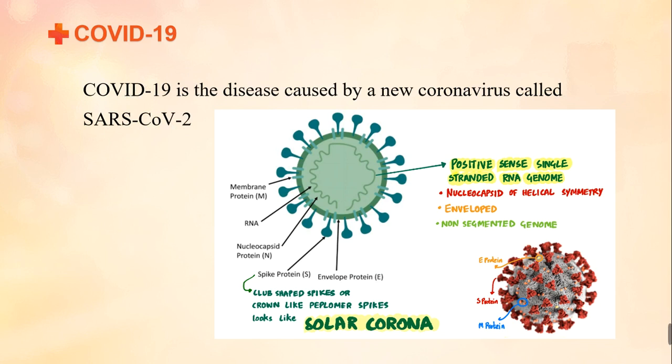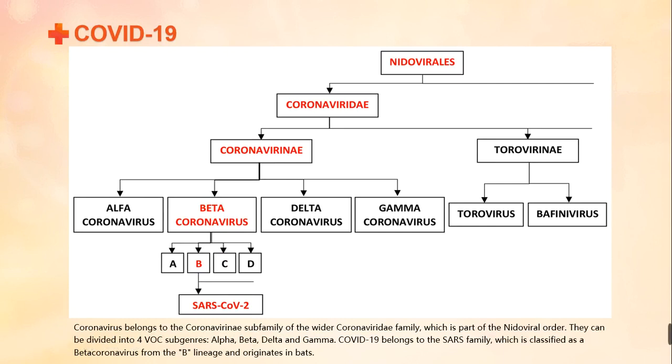And why was the name corona given? Here you can see the structure of the coronavirus. It has the genetic material, membrane, envelope and the spikes. These spikes are crown shaped. The club-shaped spikes, or crown-like peplomer spikes, look like the solar corona. As the spikes are crown shaped, and the word crown in Latin means corona, they were given the name corona. I'm not going to explain much more about what corona is, because you are well aware of it right now.